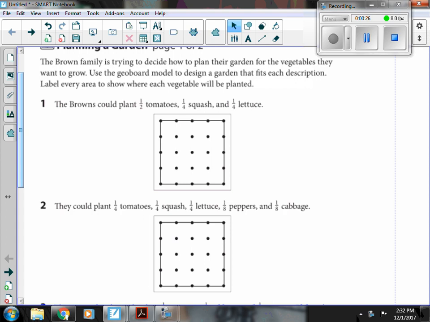So the first one, the Browns could plant half tomatoes, 1/4 squash, and 1/4 lettuce. I'm going to start with the half as tomatoes. I'm going to do it in red because tomatoes are red. So I'm going to cut it in half. And so then this half would be tomatoes.